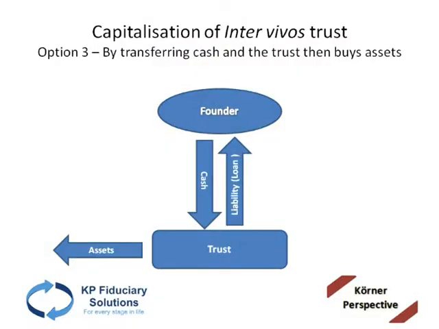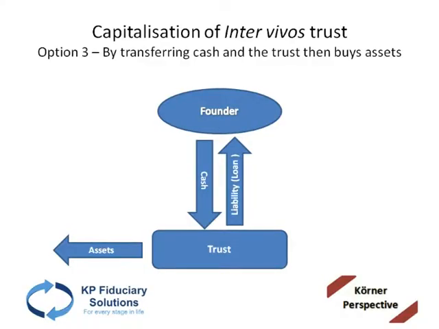A third way of capitalizing an inter vivos trust is when assets are bought in the name of the trust, and then it's financed by way of a loan between the founder and the trust. In this instance, there will be no donations tax, capital gains tax, or transfer duty.